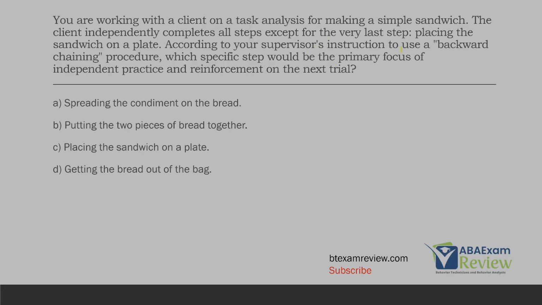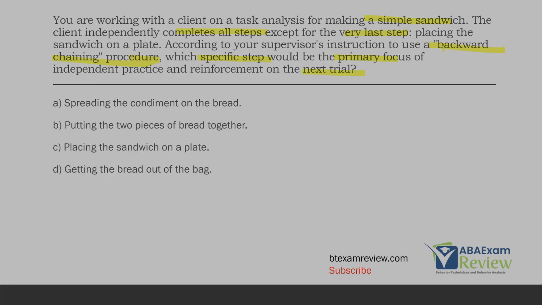So the supervisor tells you to use a backward chaining procedure. Well, if we're using backward chaining, we automatically know we're going to start with that last step. So when it asks what specific step we will focus on in the next trial in backward chaining, it's going to be that last step. The question says we're working on a simple sandwich. We know the client completes all steps except for the last step, and the last step is placing the sandwich on a plate.